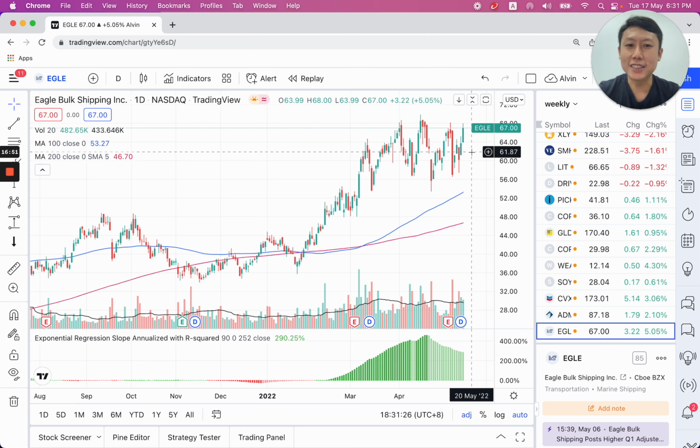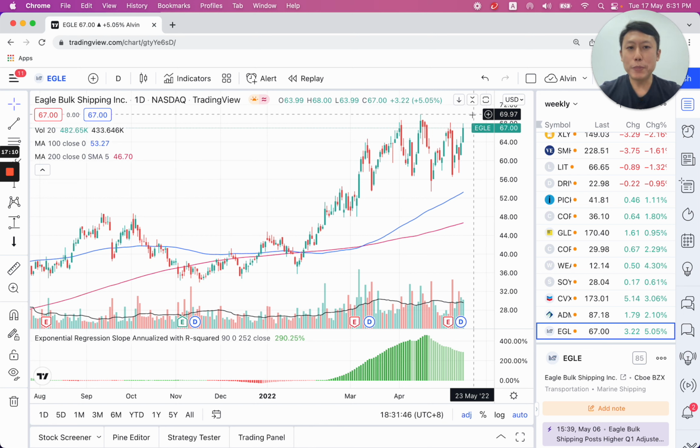So there are some pockets of opportunity in the shipping area, but the one with one of the highest momentum is this Eagle Bulk Shipping. Okay, so this has not really run after it has consolidated a while, right? So if it really breaks a new high, it will have more legs to run. So this is the third trade idea that I want to share with you.